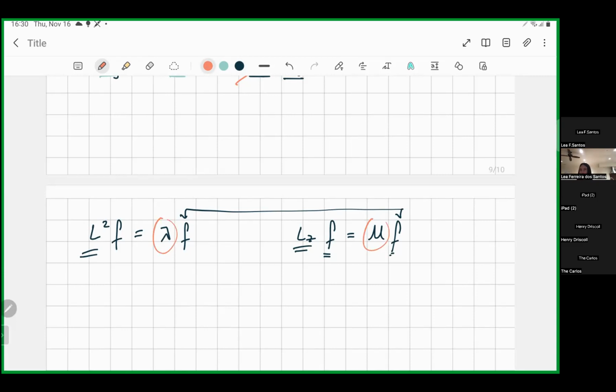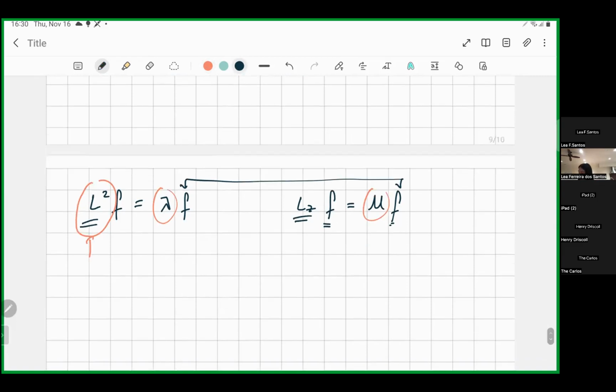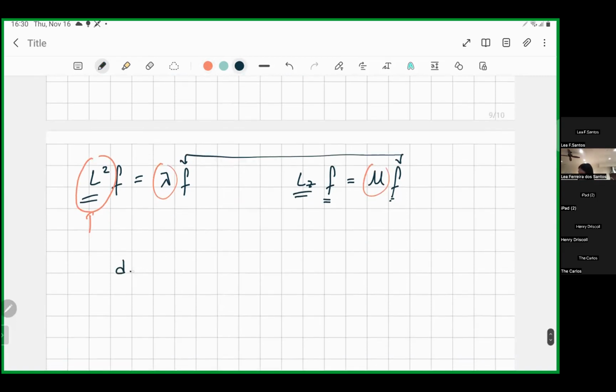And then at the end, what you will see is that if you write this L square in terms of spherical coordinates, we are going to recover the equation that we had for the Y, there was l(l+1) and Y. Remember that? The complicated equation. Well, this is exactly this one.